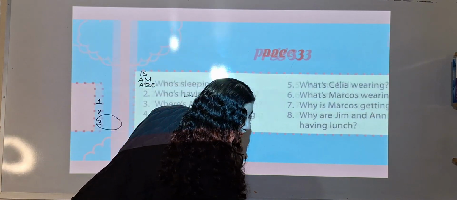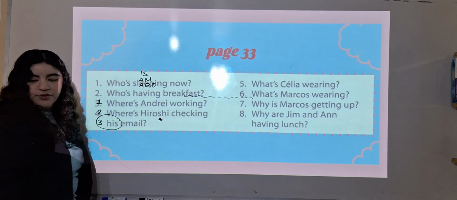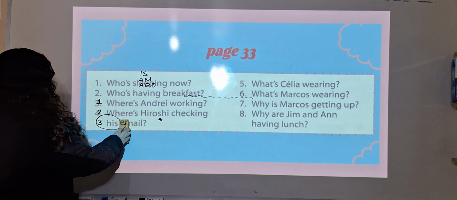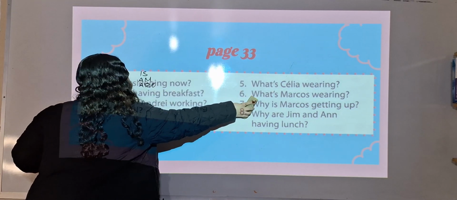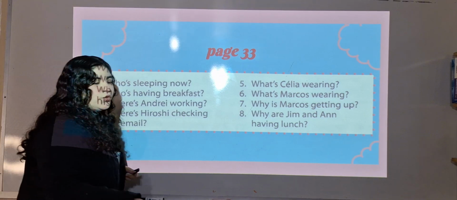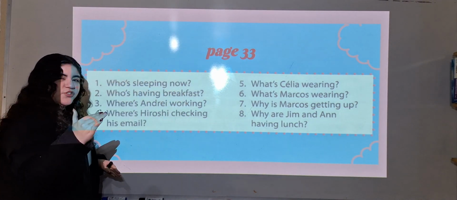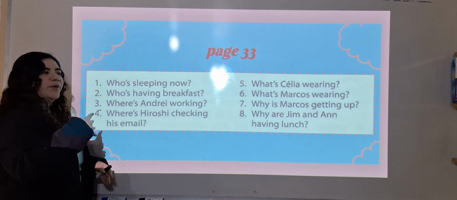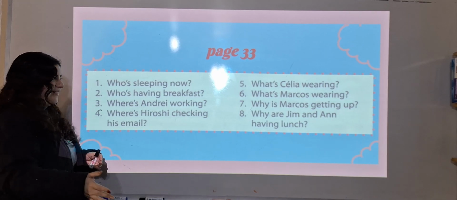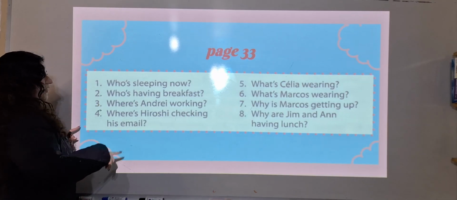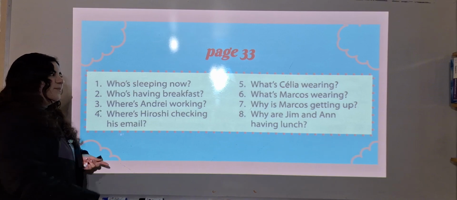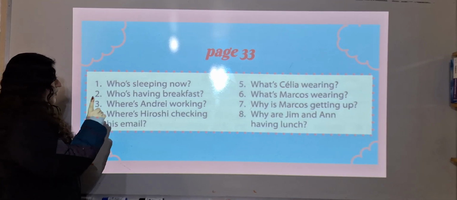To practice, we're going to go to page number 33 on our books. Let me erase this. In page 33, you will notice that we have a set of pictures of different people doing different things at different places. So we're going to take a look at the questions and answer them looking at the picture on page 33.